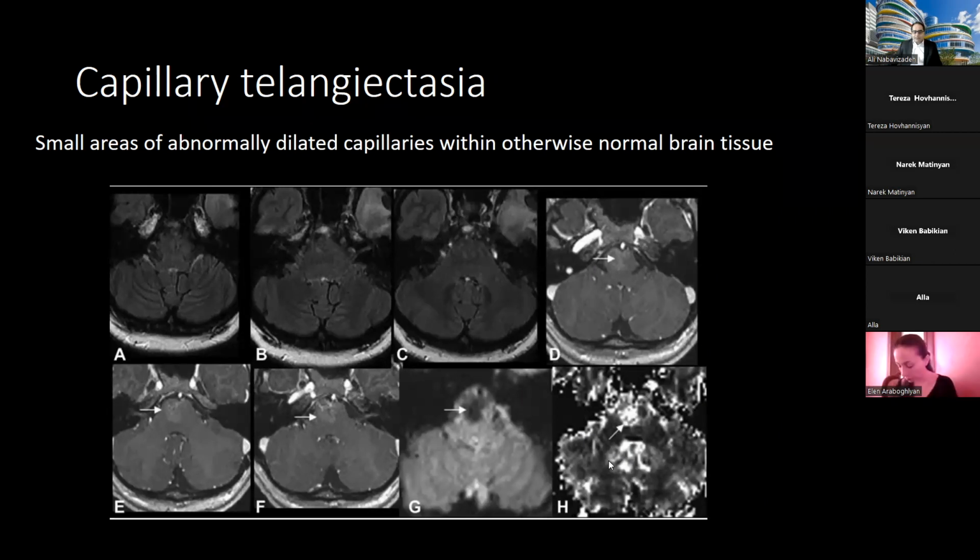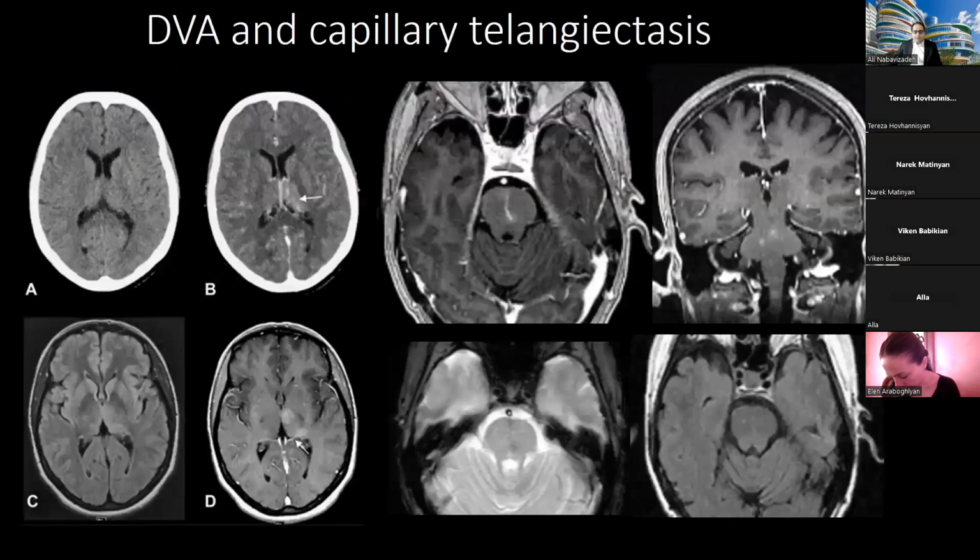And capillary telangiectasias, if you do perfusion imaging, they are frequently very bright on perfusion imaging. And so that's the characteristic imaging finding of a capillary telangiectasia. And again, sometimes you have multiple benign vascular malformations of the brain next to each other.